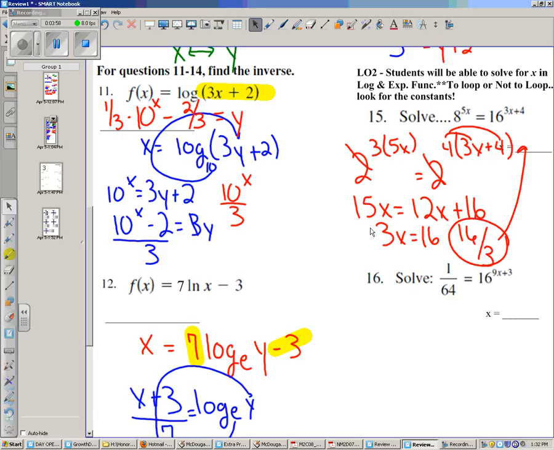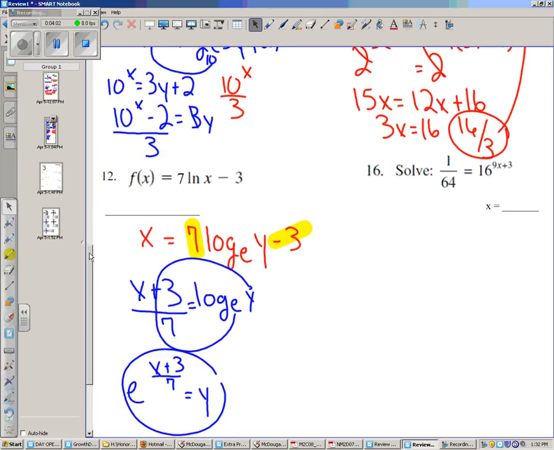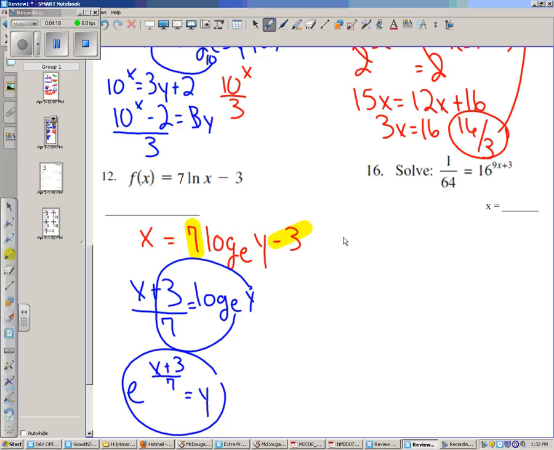All right, number 16 is the same type of problem. There is no constant, so I need to get it so that the bases are the same. And my common base between the 64 in the denominator and the 16, again, is going to be 4. So on the left side, ignore that message, 4 to the negative third power, excuse me, is 1 over 64. And 4 squared is 16, along with the 9x plus 3 that's there.